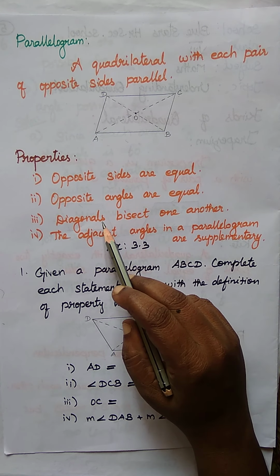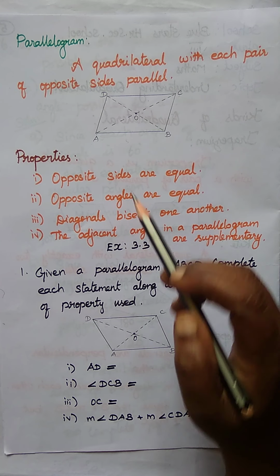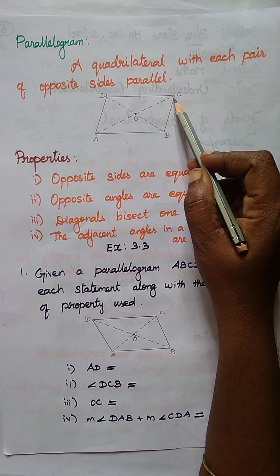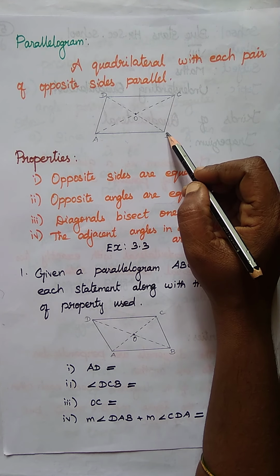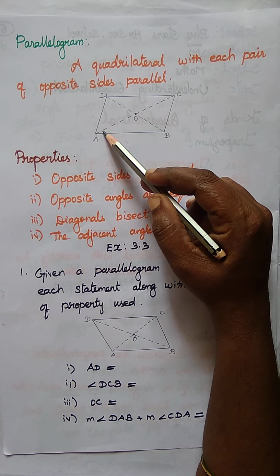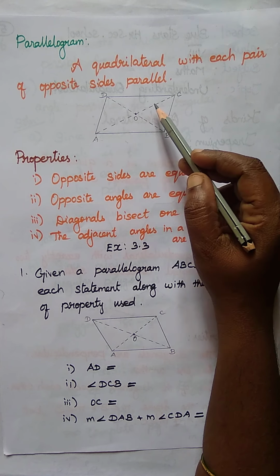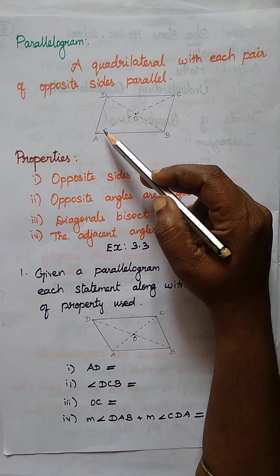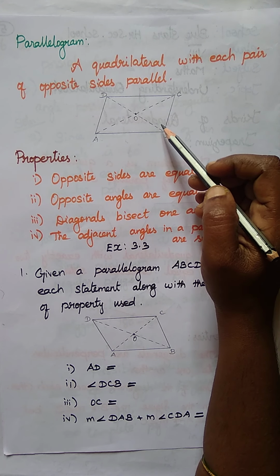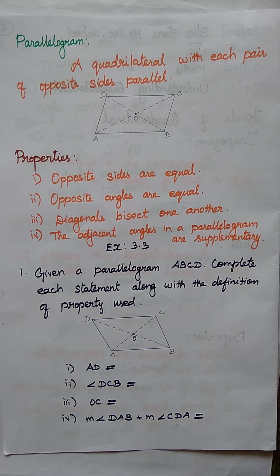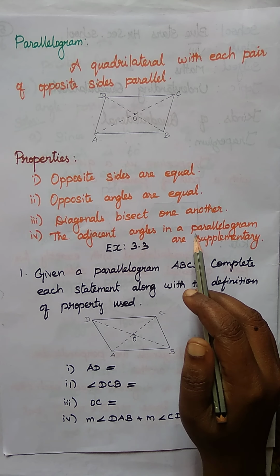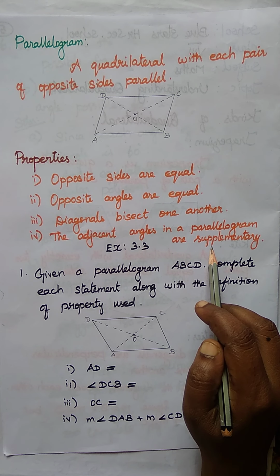Next one, diagonals bisect one another. What is the diagonal? AC is a diagonal and BD is a diagonal. These two diagonals bisect each other. Bisect means cutting into equal parts. So AC bisects BD, and diagonals bisect one another.